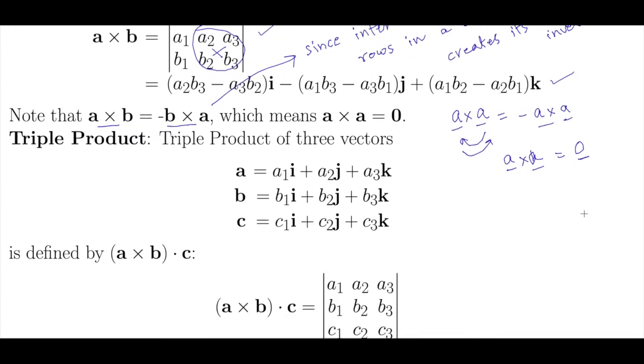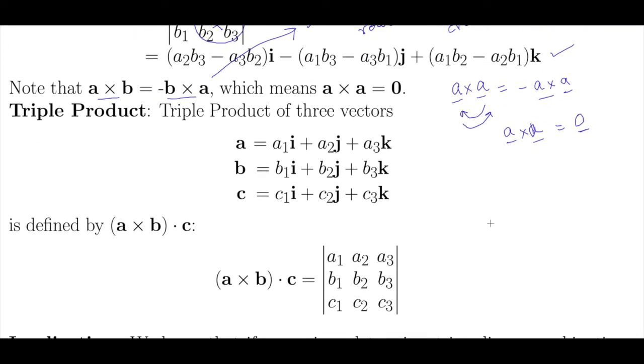Okay, now we start with the triple product. The triple product is given by the scalar product of the cross product of the first two vectors and the third vector. So this is also given by this determinant. Okay, now let's prove this.